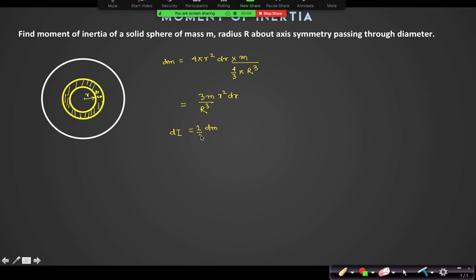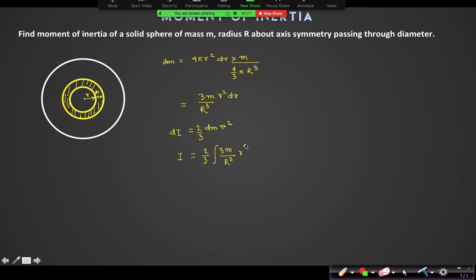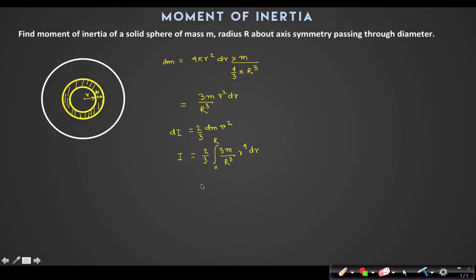Is it 2 by 3 M R square? Yes or no? So I is the integration of that. 2 by 3 integral of dm r square. dm is 3M by R cube into r square, meaning r power 4 dr. Integrate it from 0 to R. What is the answer you will get? 3 gets cancelled out, 2M r power 5 by 5. So 2 by 5 M R square will be the answer.